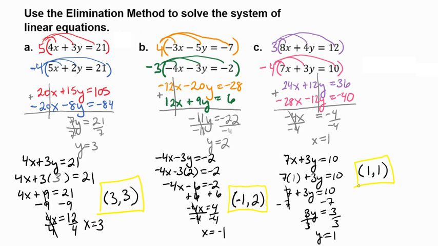So here are 3 examples of how to use the elimination method to solve a system of linear equations when you have to multiply both your top equation and your bottom equation by a number in order to make the elimination happen.